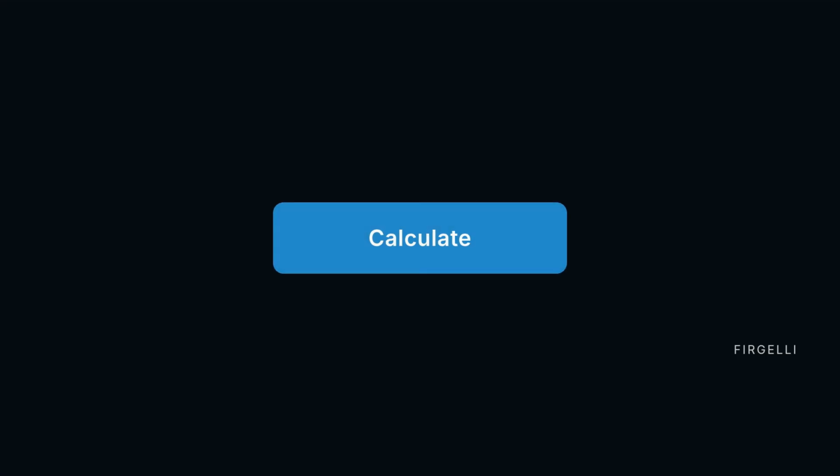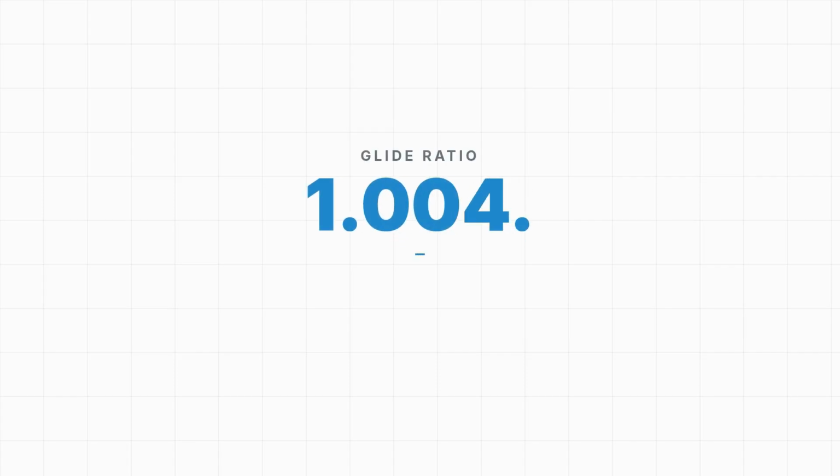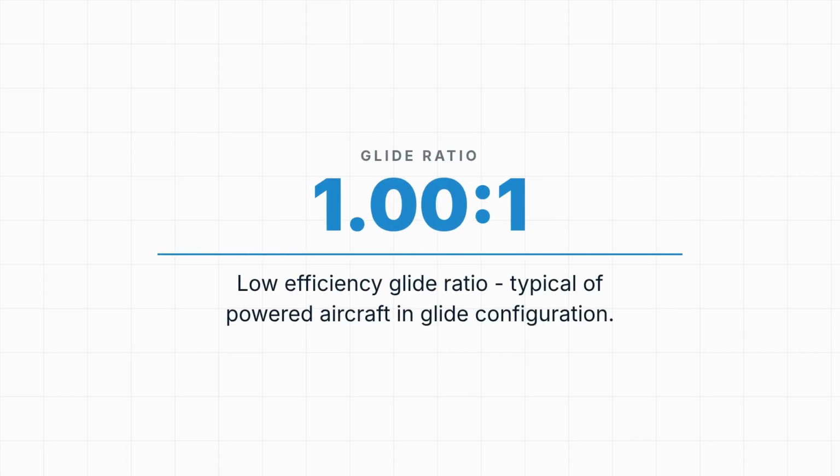After clicking Calculate, the results show a glide ratio LD of 1.0, which the calculator describes as low efficiency glide ratio, typical of powered aircraft in glide configuration. This tool streamlines glide performance calculations for aircraft design and analysis.